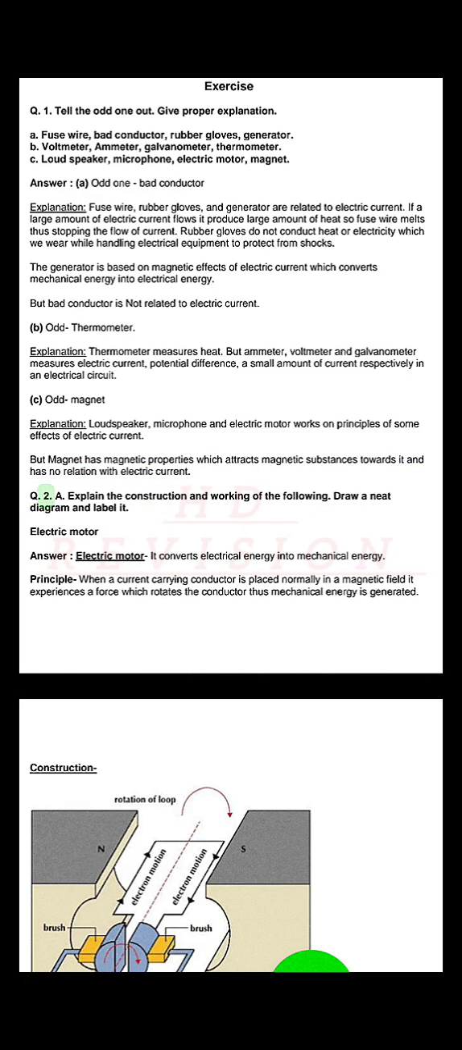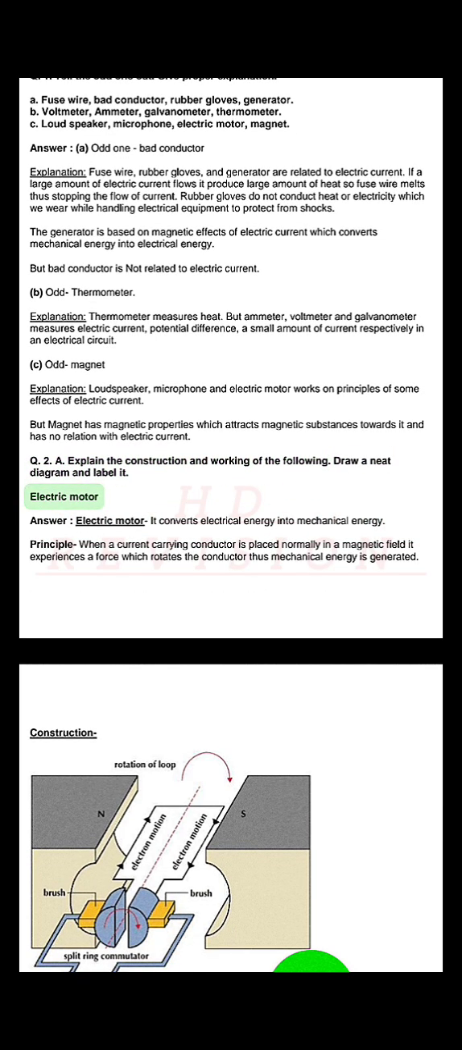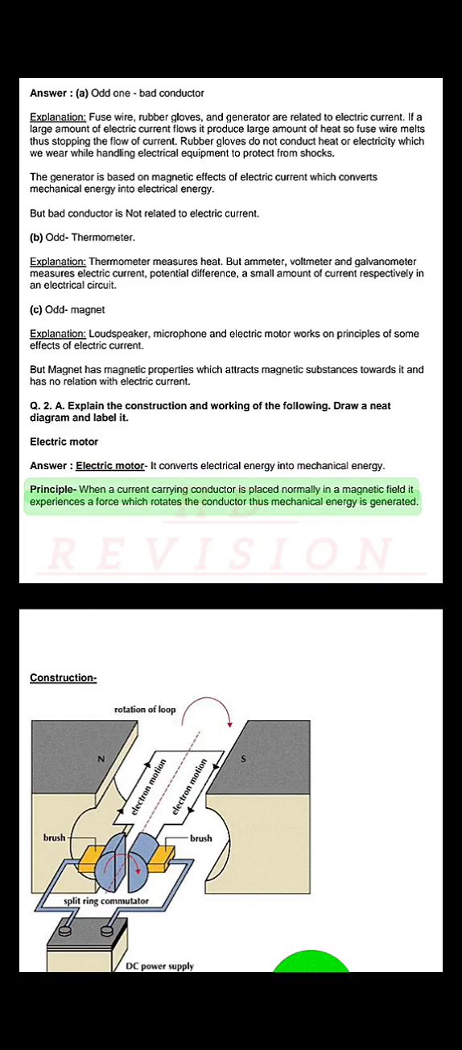Q. 2. A. Explain the construction and working of the following. Draw a neat diagram and label it. Electric motor. Answer. Electric motor converts electrical energy into mechanical energy. Principle. When a current carrying conductor is placed normally in a magnetic field, it experiences a force which rotates the conductor, thus mechanical energy is generated.